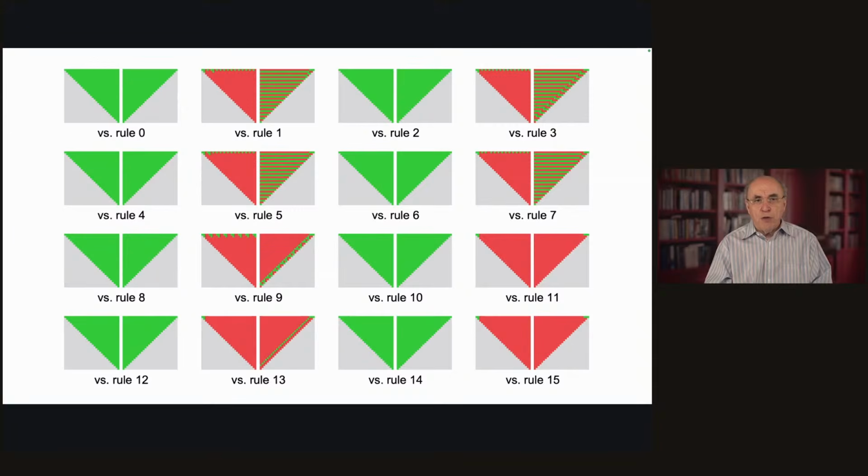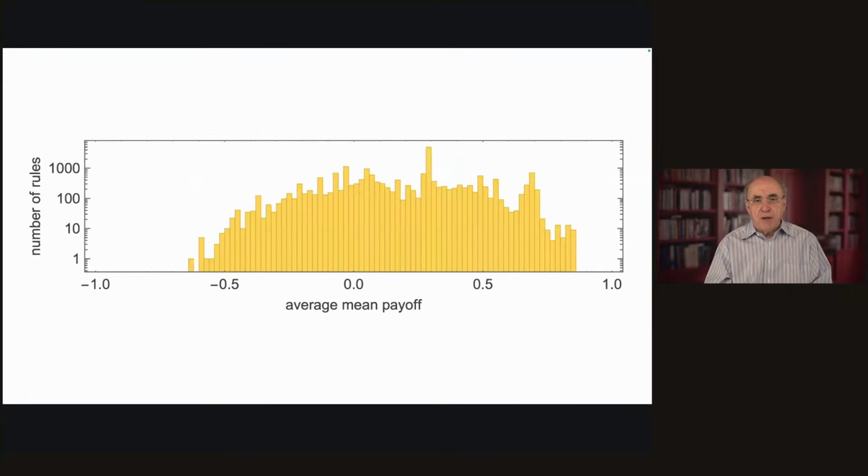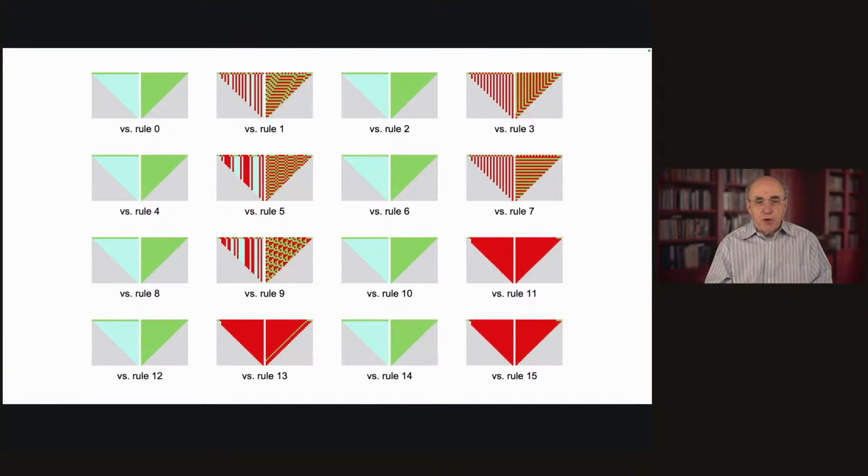So running all these rules against the 16 two-color rules, the distributions of these scores are these here. And once again, the best performing rules, such as Rule 15911, behave in rather simple ways.